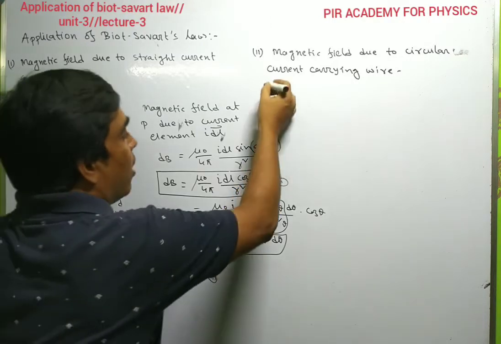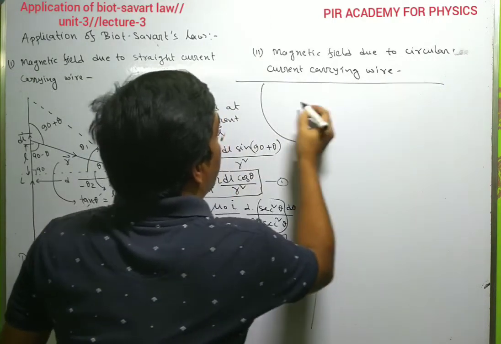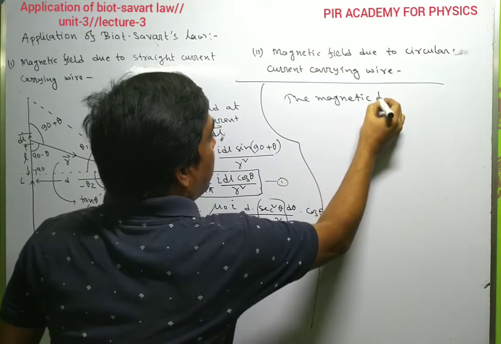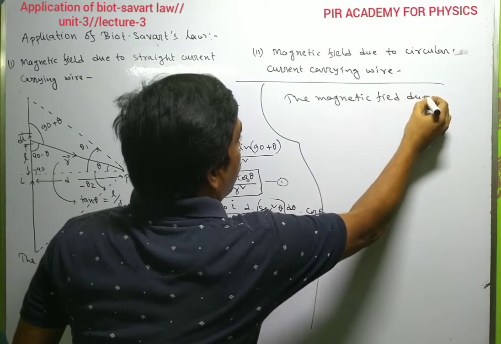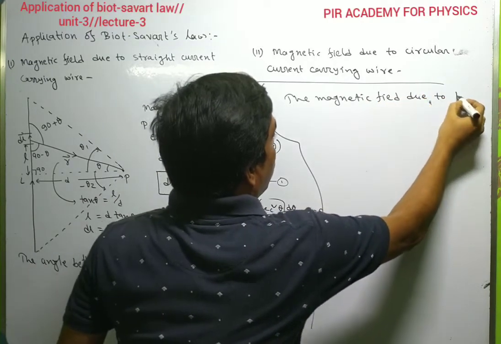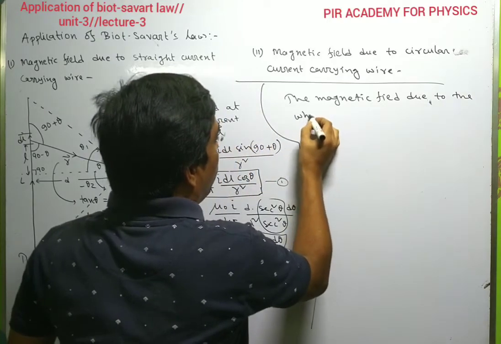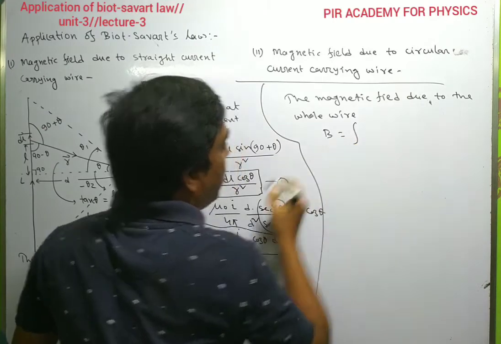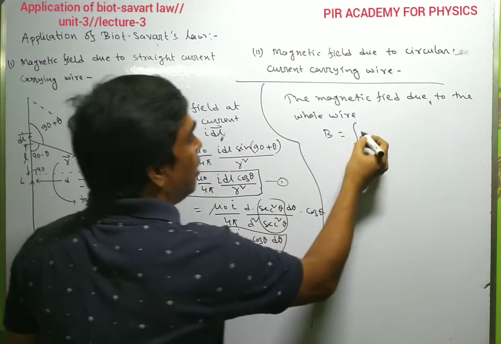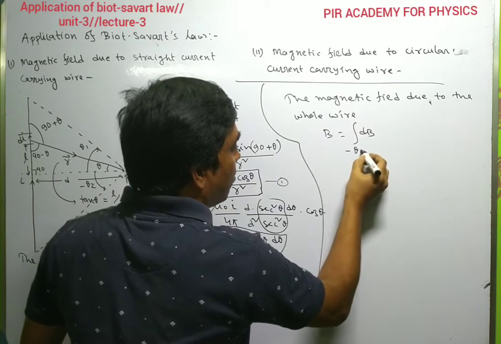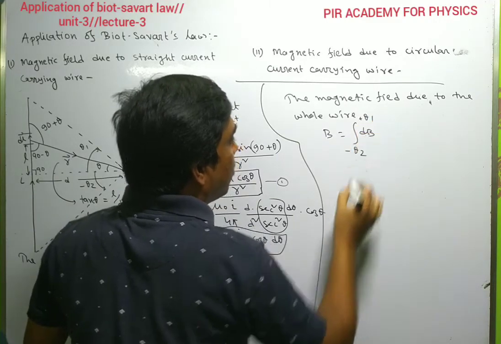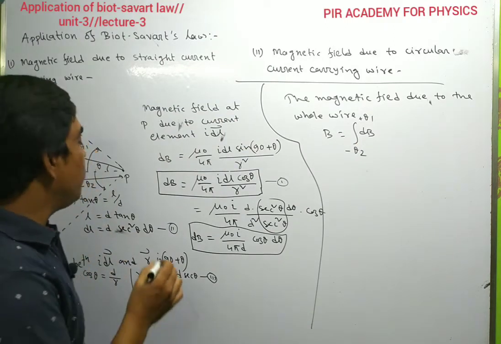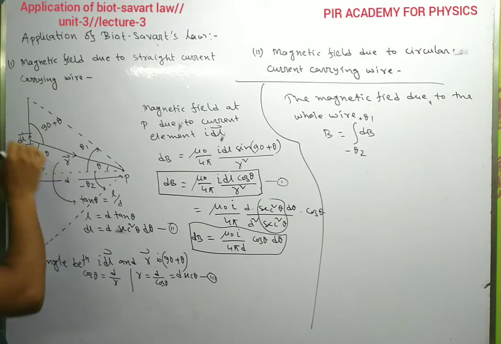So the magnetic field due to the whole wire will be B equals the integration of dB from minus theta 2 to plus theta 1. So using this integration, we can calculate the magnetic field at P due to this whole current carrying wire.